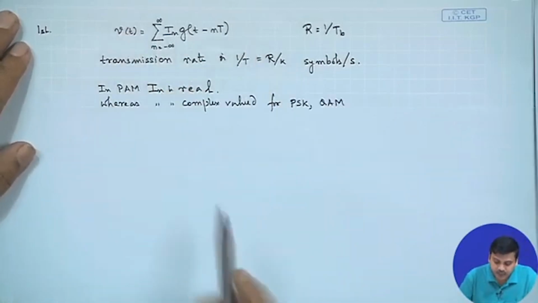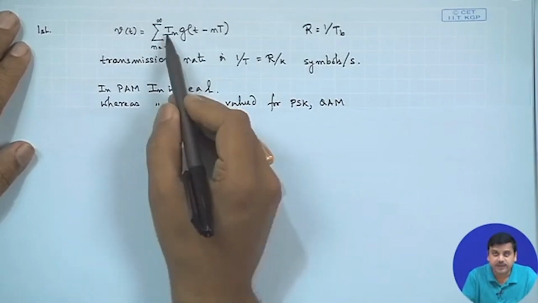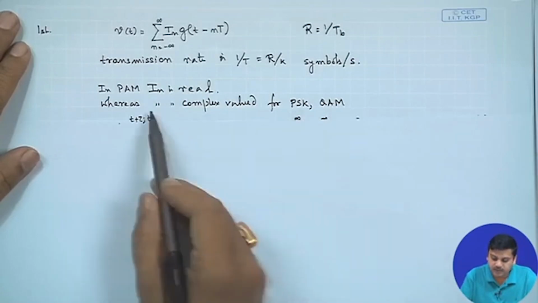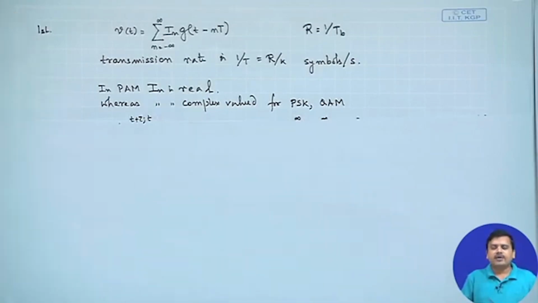In case of PAM, I_n is real, which we have already seen, whereas in case of PSK and QAM, it can be complex valued, and you could easily separate them into the I channel and Q channel, and you could write it as I_n g(t) plus j times I of something else with g(t minus something), and things like that. And you have already seen such an expression when we did study MSK. So, this is also not new to you.